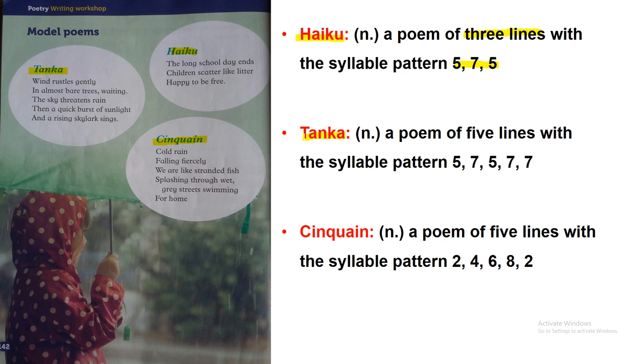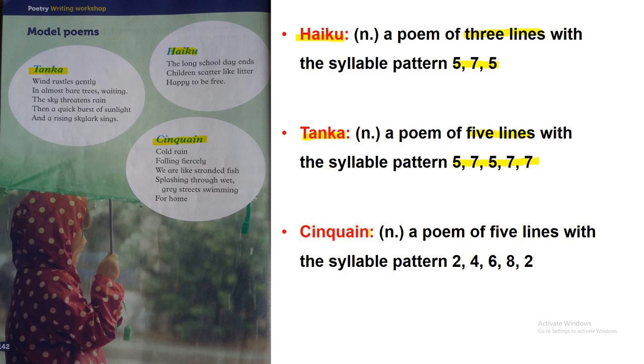Okay, what is the tanka? The tanka is a poem of 5 lines with the syllable pattern 5-7-5-7-7. So we have here 1, 2, 3, 4, and 5 lines, and the first line has 5 syllables, the second one 7, the third one 5, the fourth one 7, and the last one 7 as well.